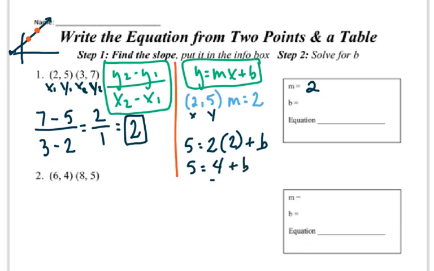To get b by itself, we subtract 4. 5 minus 4 is 1. So now that we've figured out my slope is a 2 and my b is a 1, the equation of my line is y equals 2x plus 1.